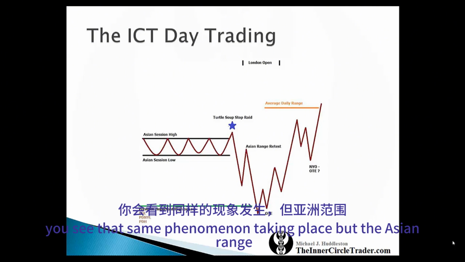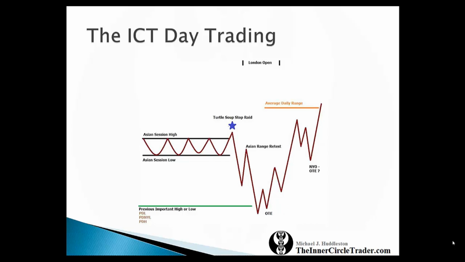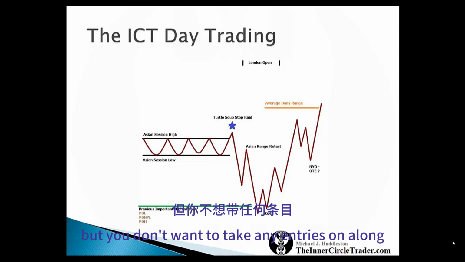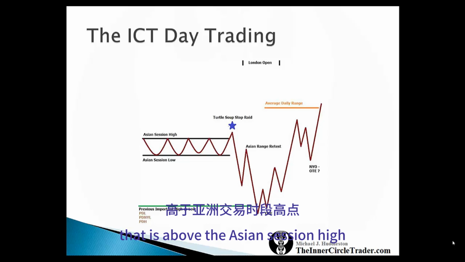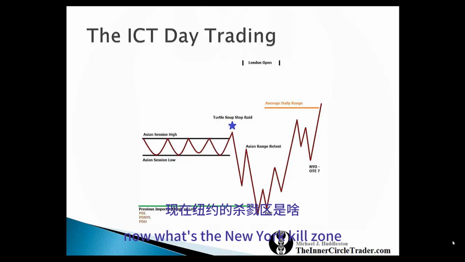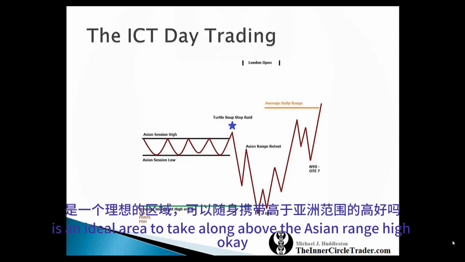But the Asian range, we want to see it move down below that Asian range low, ideally. But you don't want to take any entries on a long that is above the Asian session high until it's New York time frame. Okay, in other words, the New York kill zone is an ideal area to take a long above the Asian range high.